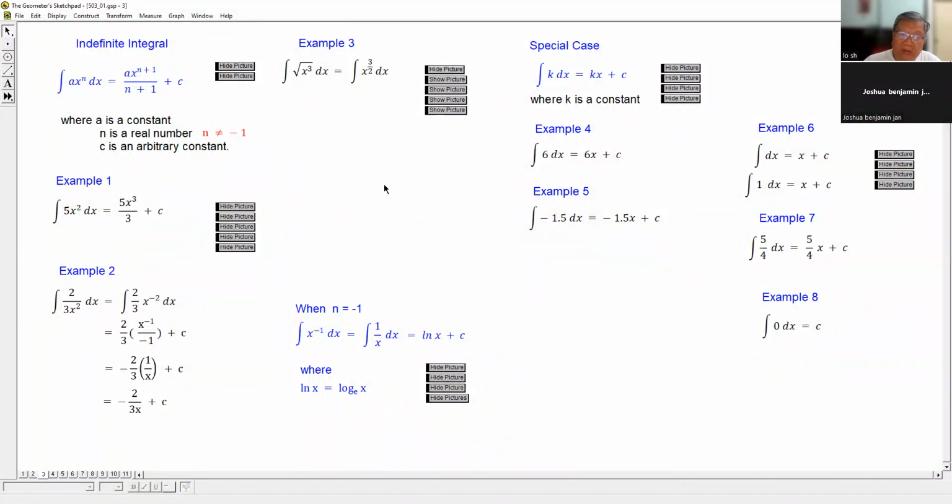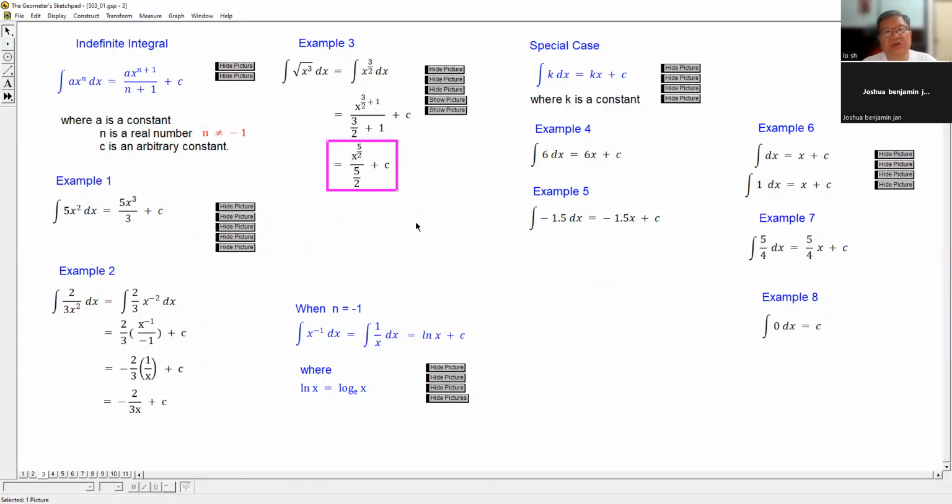So we are going to do the same thing, right? We are going to increase the power by 1, then we are going to divide by the new power. So how? x to the power of 3 over 2, then you plus 1, then you divide by the new power here. This is the new power, 3 over 2 plus 1, then plus c. Okay, so 3 over 2 plus 1 is 5 over 2. So it's x to the power of 5 over 2 divided by 5 over 2.